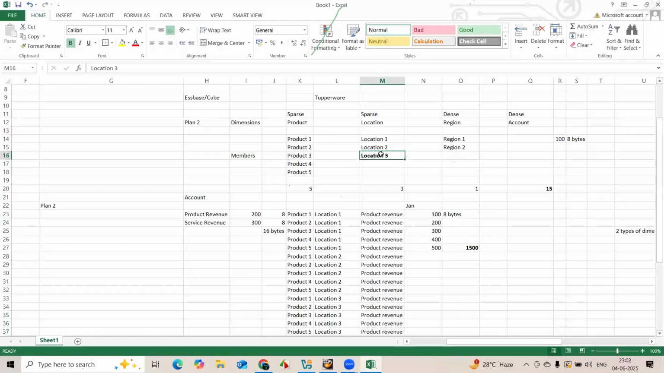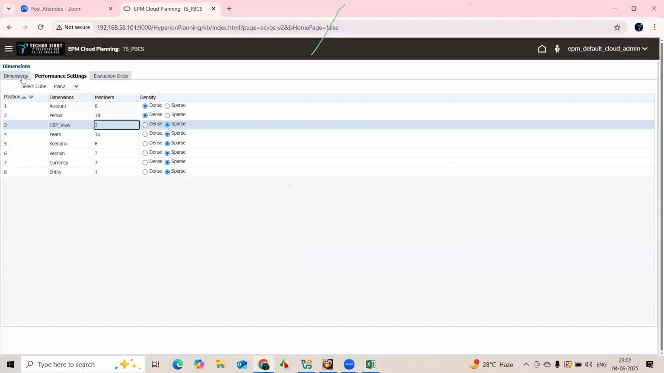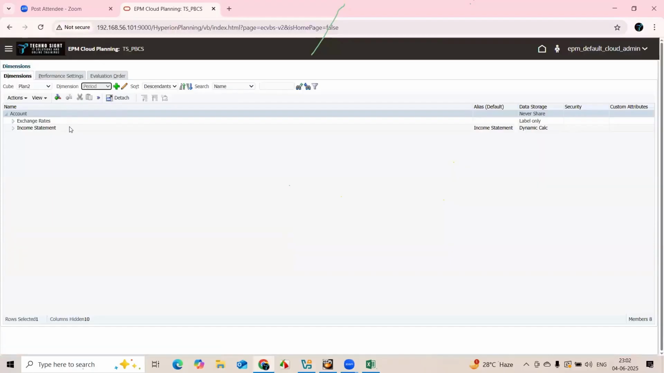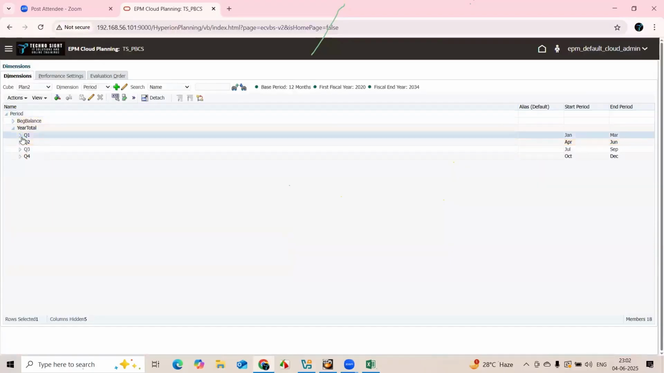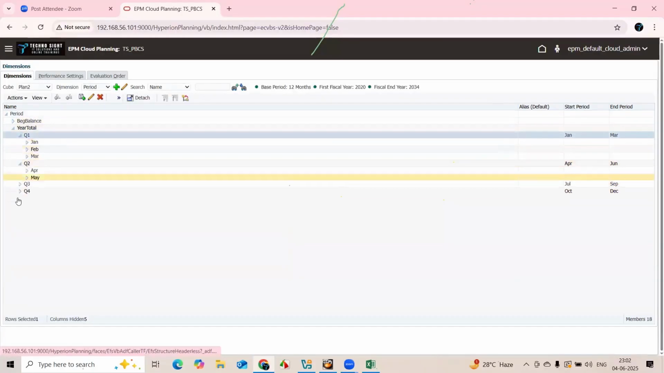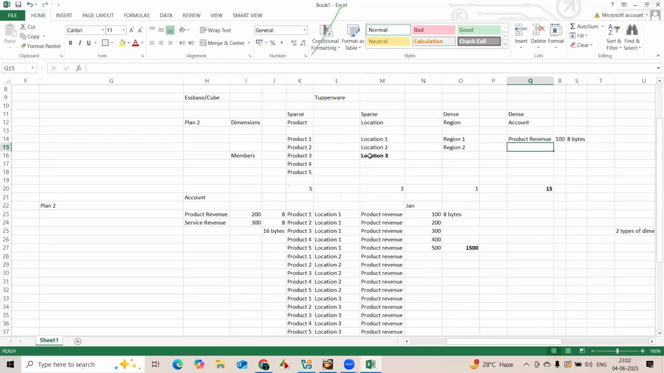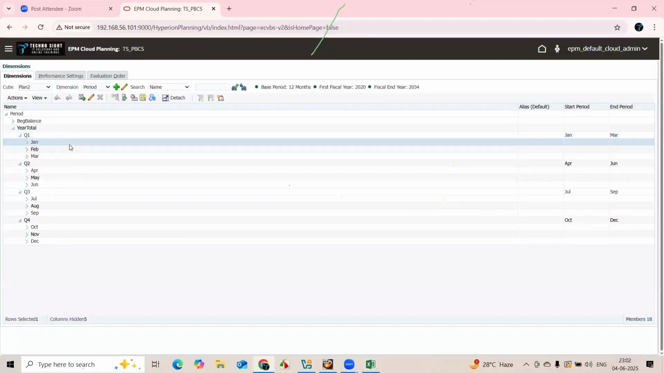Okay, so it might contain data, it might not contain data, but the product revenue here will definitely contain data, even in the next year. Same if you go to the period dimension. For example, you have Jan, Feb, March, April, May, June, July, August, September, October, November, and December. This location might not be used, but this product revenue can be used, and the periods can definitely be used.